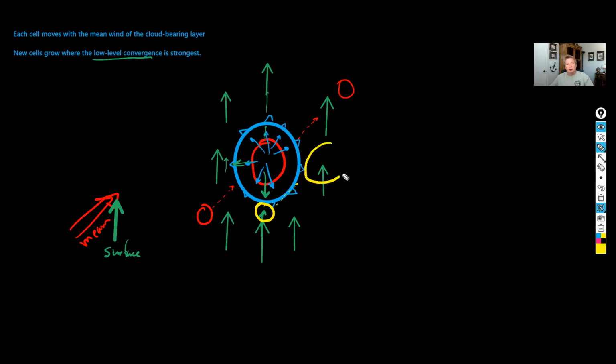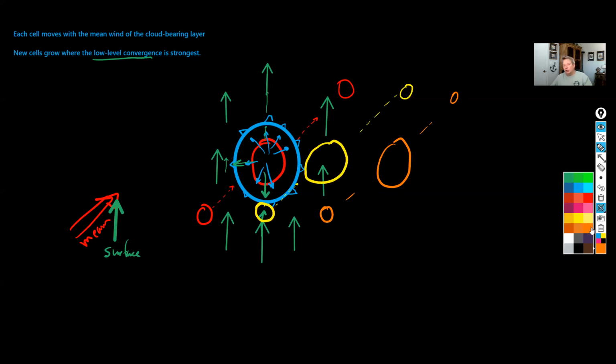But which way is this storm going to move? Well, it moves with the mean wind of the cloud-bearing layer. So it grows up, matures, dissipates. Where will the new storm be? Let's call it orange. The new storm will form to the south of the mature cell. It will grow, it will become large, and then it will die out. Okay? And if I did one more storm, let's go purple. There's purple, grows up, and it dies out.